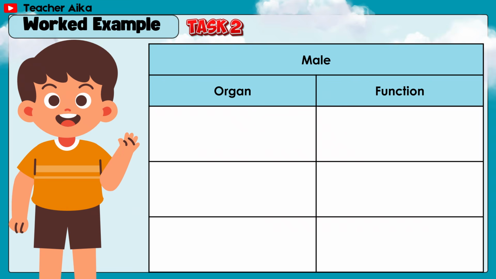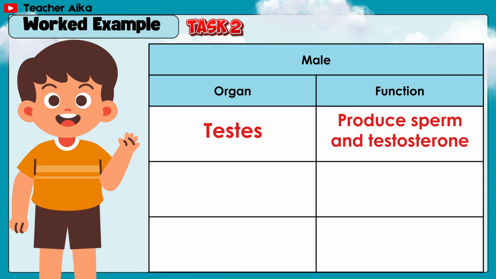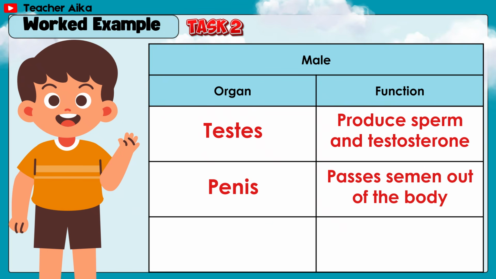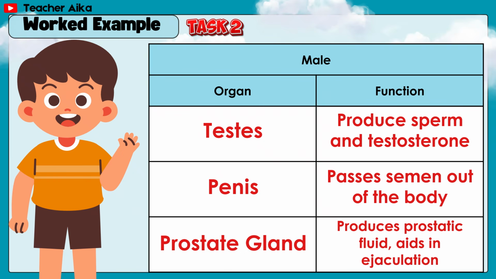Now, let's go on first with male. Organ, testes. Function, produce sperm and testosterone. Organ, penis. Function, passes semen out of the body. Prostate gland. Function, produces prostatic fluid, aids in ejaculation.